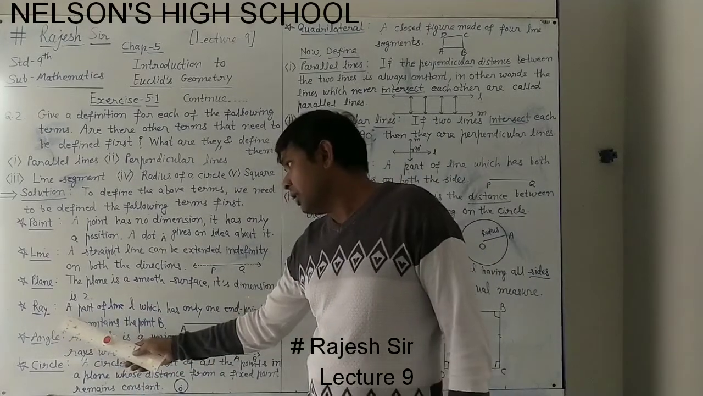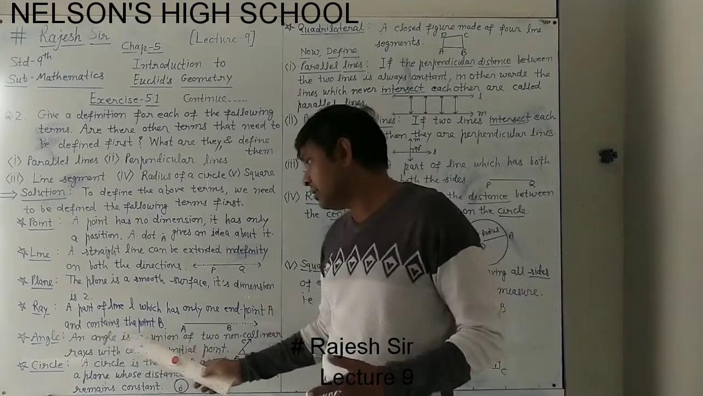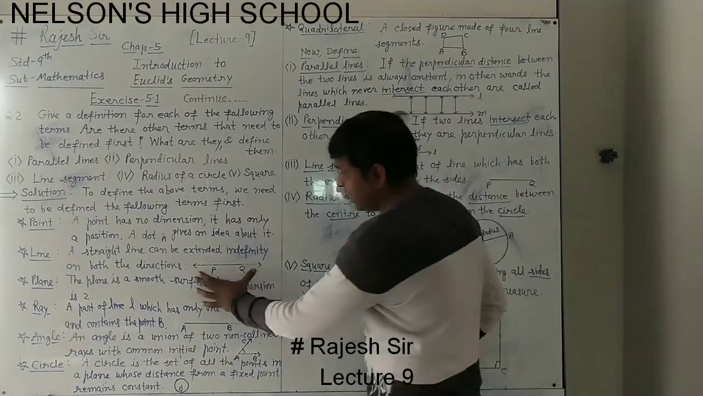Ray. A part of a line which has only one endpoint A and contains the point B. See, this is the line we have defined.